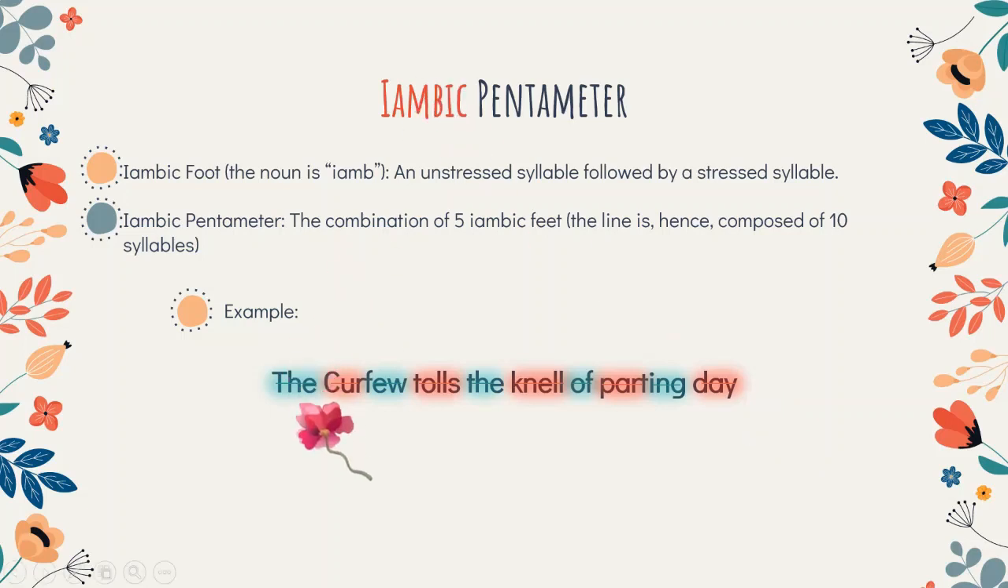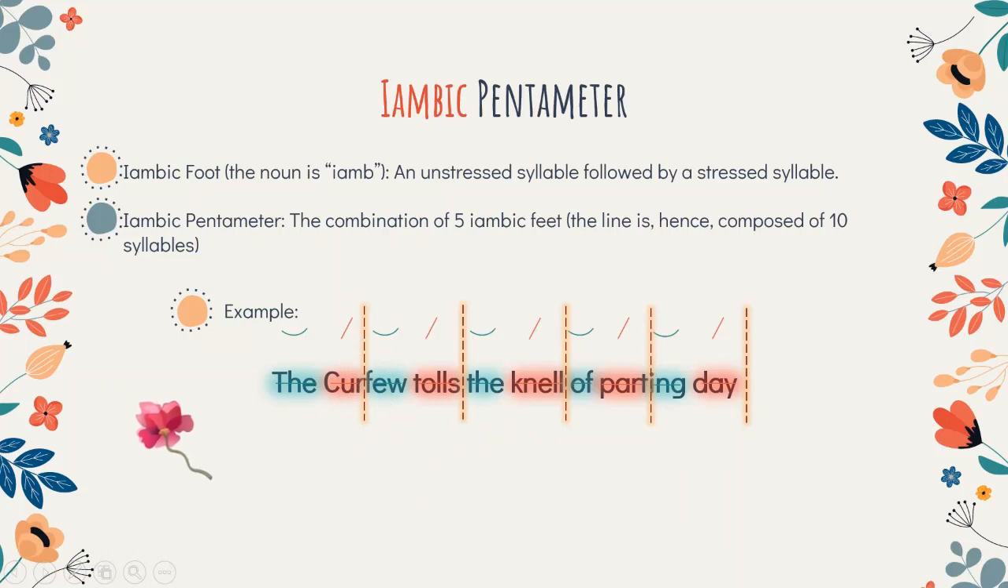So we have this marker, the sign through which we show the unstressed part of a foot, and this one is the stressed part of it. Unstressed, stressed, unstressed, stressed, unstressed, stressed. You see here we have five pairs like this, and each one of them is called an iambic foot, and the combination of these five iambic feet is called iambic pentameter. I told you penta refers to five.